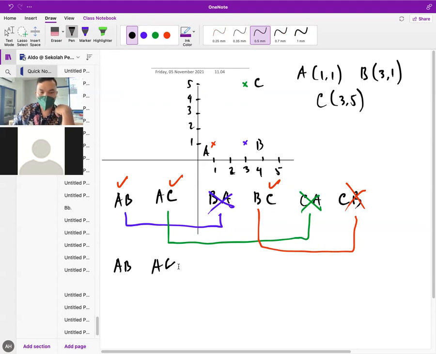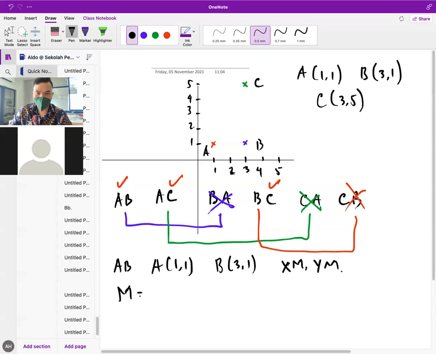A is equal to 1,1. B is 3,1. And then after that, we have to find the midpoint. So M is equal to (1 plus 3 over 2, 1 plus 1 over 2). So the midpoint is equal to 2,1. So here the 2,1 here.